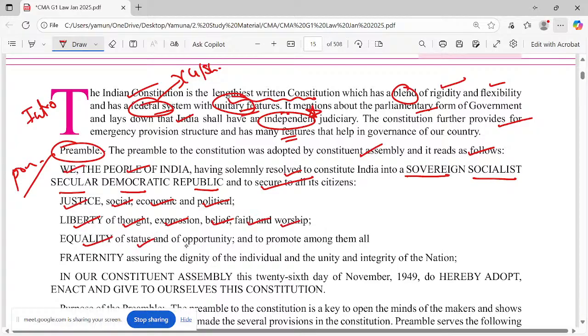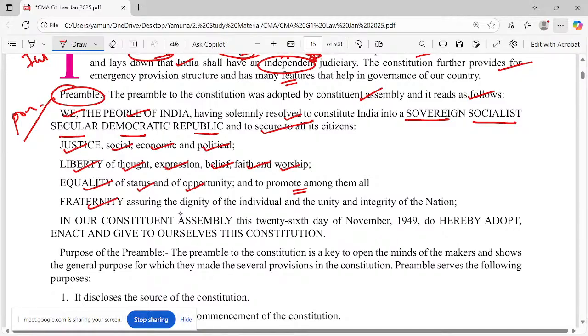Equality of status and of opportunity, and to promote among them all fraternity, the brotherly mood, they say this, right? Assuring the dignity of the individual and the unity and integrity of the nation, in our Constituent Assembly this 26th day of November 1949. It's not 1950, it's 1949. Do hereby adopt, enact and give to ourselves this Constitution. Who is this we, ma'am? We are also in this we, even though we were not born then. This mentions everybody.